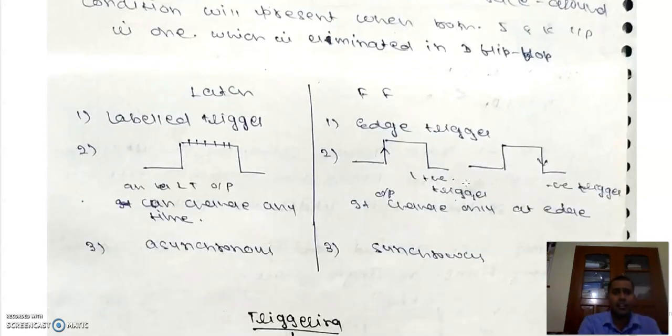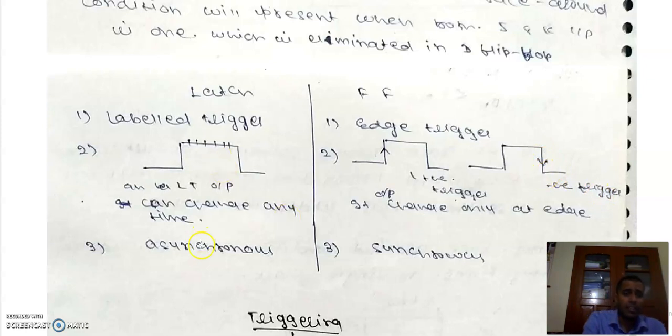Latches are level triggered. That means their input can change any time. Flip-flops are edge triggered. That means the value can change only at edges. Its output changes only at the edge. In this way, the output can change only one time. This is positive edge triggered: when it goes from 0 to 1, the output will change. In this case, when it goes from 1 to 0, that's why it's called negative edge triggered. Negative trigger means the output will change only at 1 to 0.